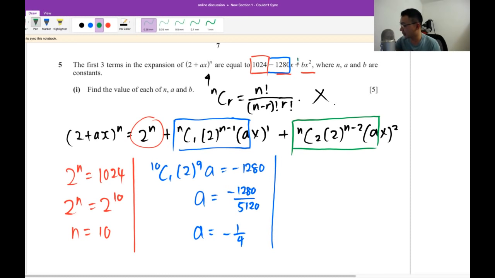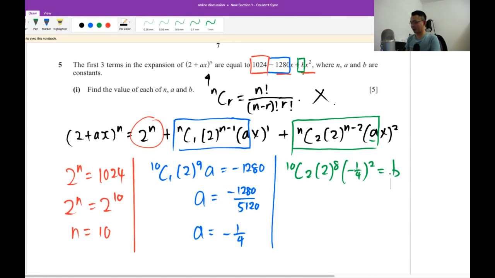And then the last one, the third term over here should equal b. Okay, so we have n already. So 10C2 multiplied by 2 to the power of 8. Okay, this is a squared, remember? a squared times that equals b. And we have a also. a is negative 1/4. So we just type into the calculator and we can easily get our answer: 10C2 multiplied by 2 to the power of 8, and then multiplied by 1/16. So my b equals 720.